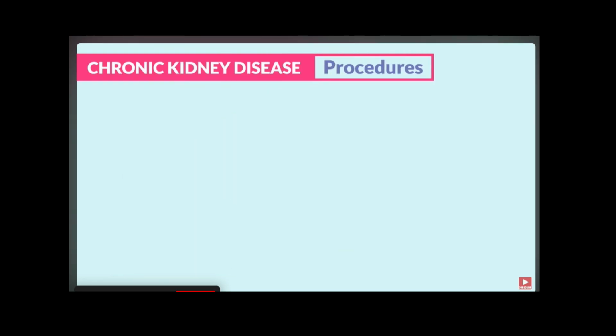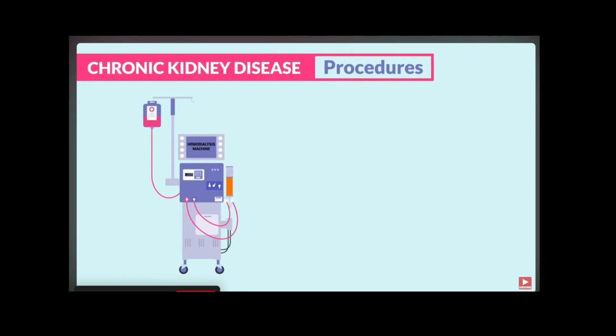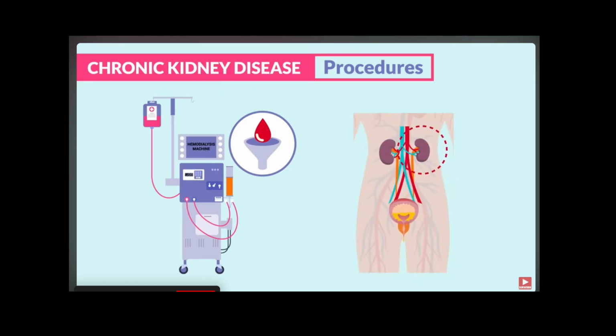Now, as far as procedures, as mentioned before, hemodialysis, which is the machine version of the kidney, is used to wash the blood, but only used for a number of years until a kidney transplant is available. Now, we cover both of these in their own separate videos.